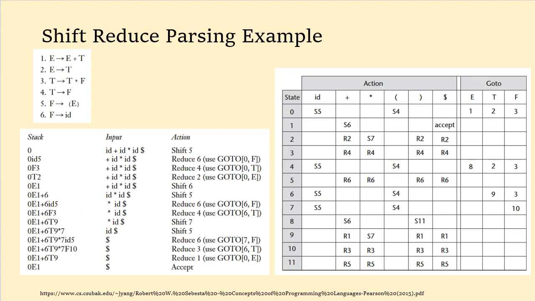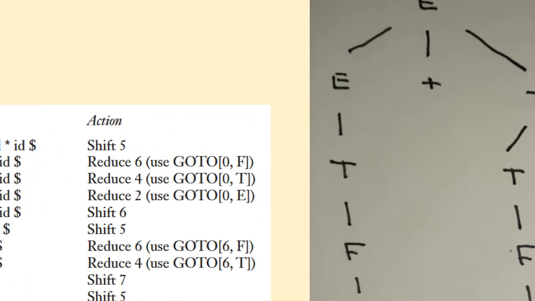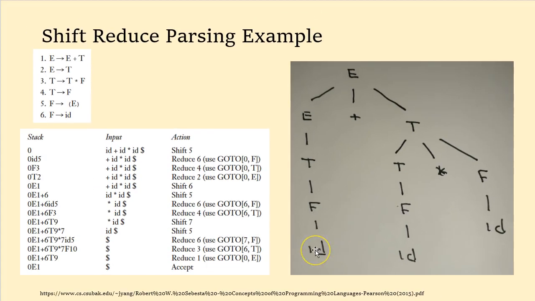All right, let's walk through this briefly one more time. If I drew the syntax tree for this, it's ID plus ID times ID. Notice what happens when we see that first ID. The ID gets replaced by an F, the F gets replaced by a T, the T gets replaced by an E. We're working our way up the parse tree.